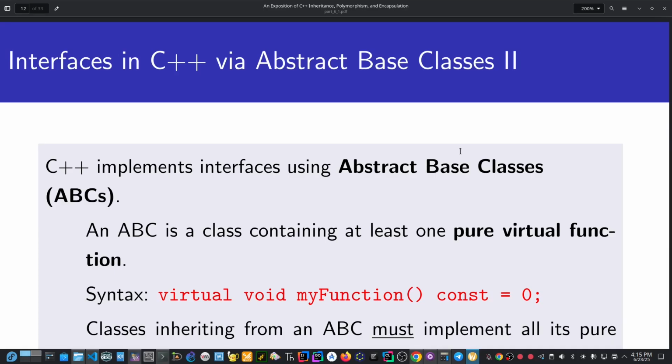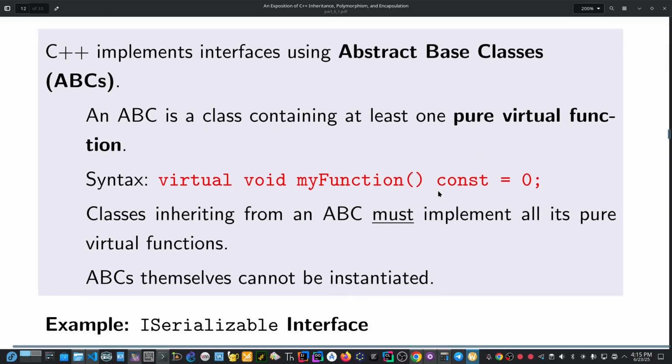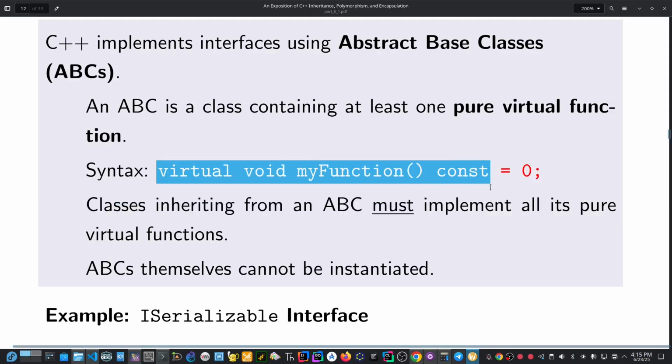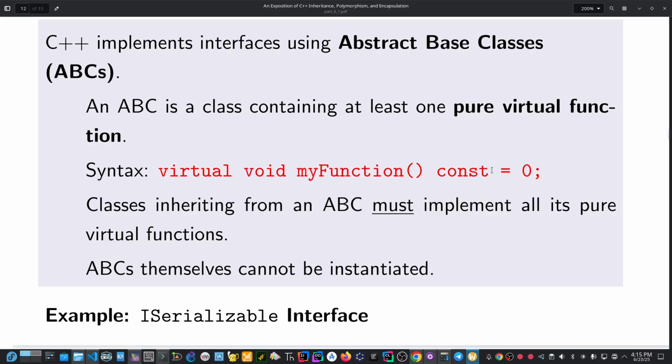Interfaces are done via abstract classes. C++ implements interfaces using abstract base classes. Let's see, for example, classes A, B, and C. ABC is a class containing at least one pure virtual function. Can you see? Instead of implementing that pure virtual function, you assign it equal to 0. So this is what we want to accomplish with interfaces. You can enable the interface method through the use of an abstract base approach. Classes inheriting from ABC must implement all of these pure virtual functions.